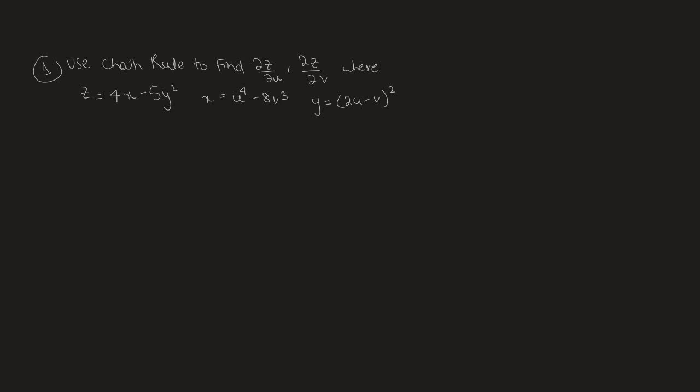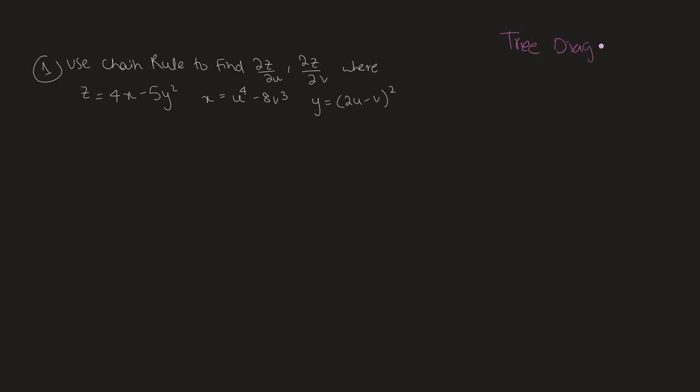So in this video we are finding the partial derivative using the chain rule, and here are the functions given: z equals, x equals, and y equals. And we are asked to find the derivative of z with respect to u and derivative of z with respect to v. So our first step is to draw a tree diagram.